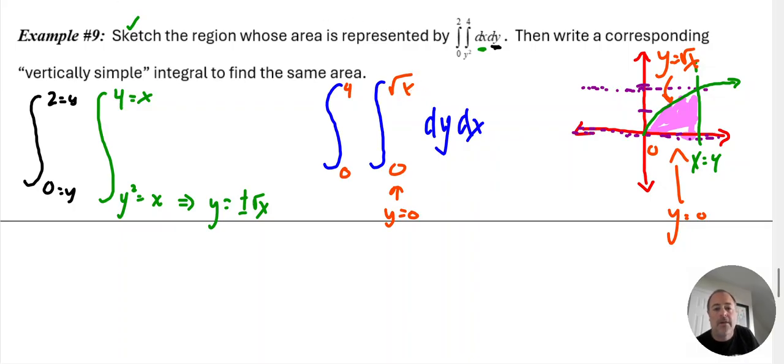And I need to write that a little bit better for us right here. So this is what they want. What is written right here is the answer. So now we have a corresponding vertically simple integral of the same area.